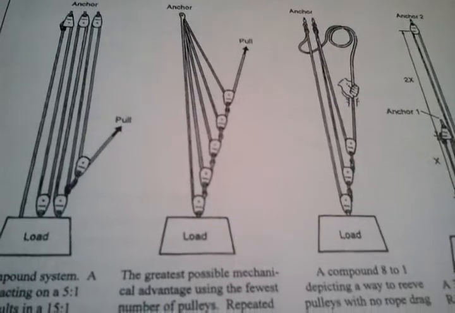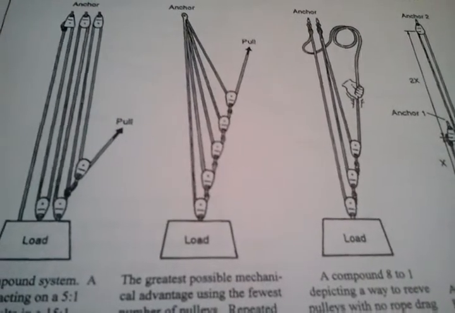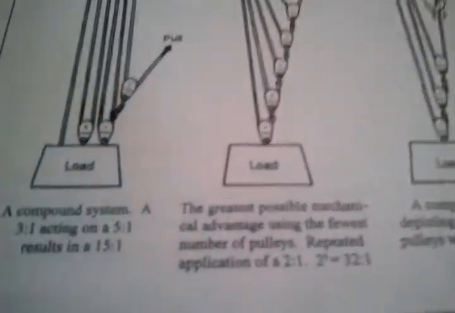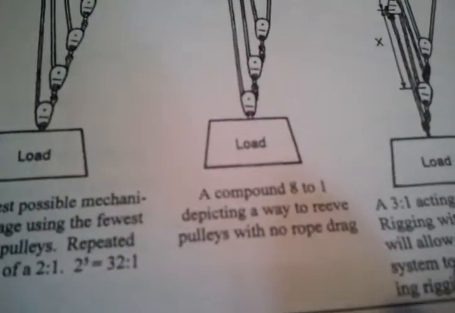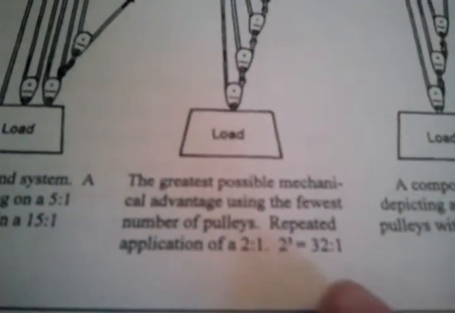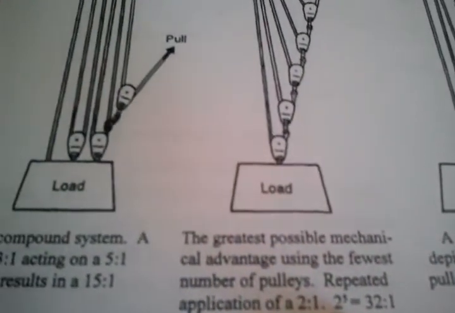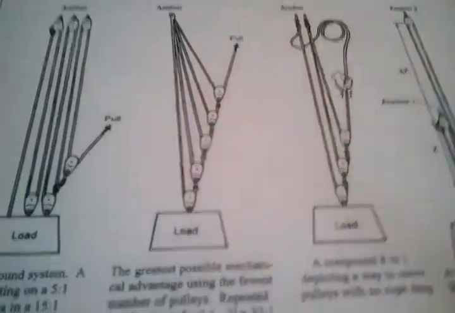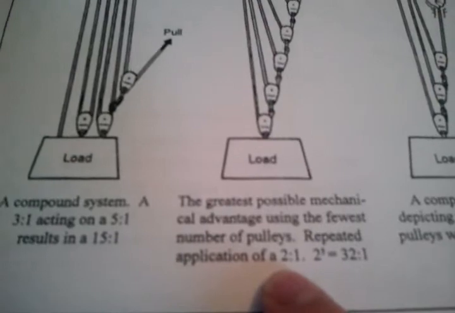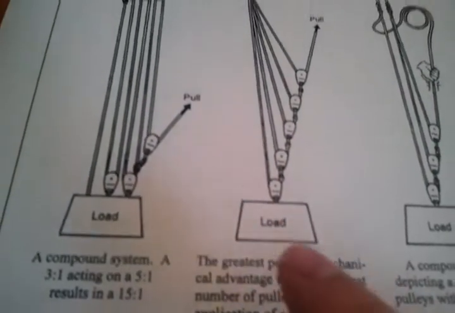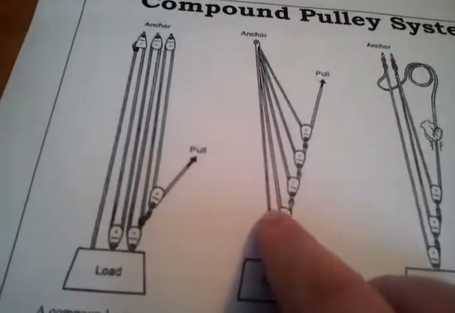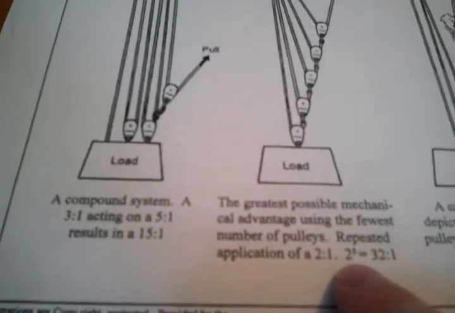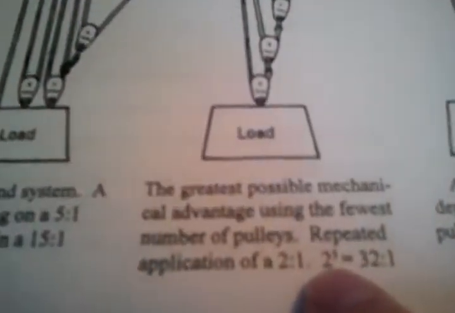So you're getting 15 times the help for one unit of effort. Then, the greatest mechanical advantage that can be achieved while using the fewest number of pulleys is going to be 2 to the number of pulleys. Usually 2-to-1 is the smallest simple pulley system you can have, and that's why you see a 2-to-1 here. You can just keep using 2-to-1s, 2-to-1s, 2-to-1s. All these are 2-to-1s, and all you need to do is do 2 to the number of pulleys that you have.